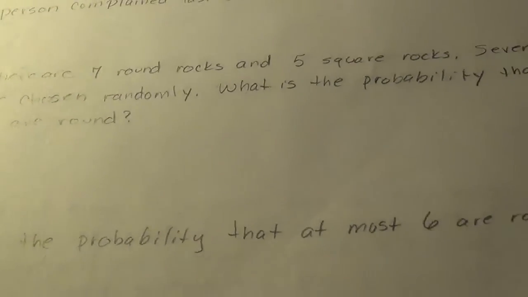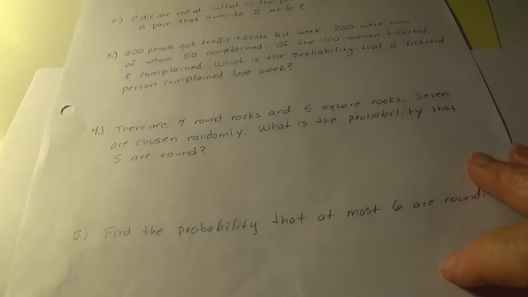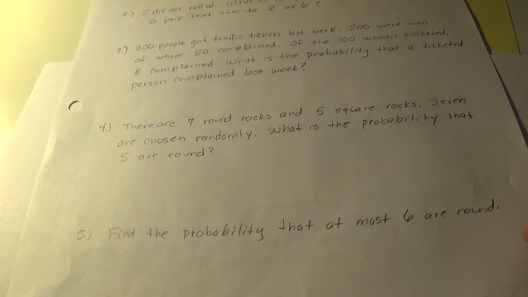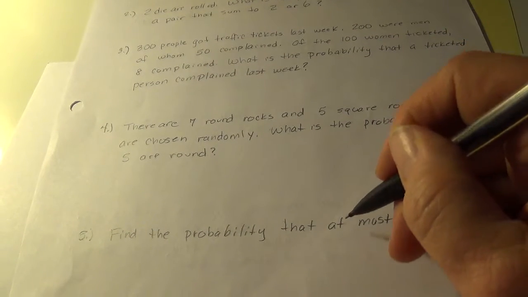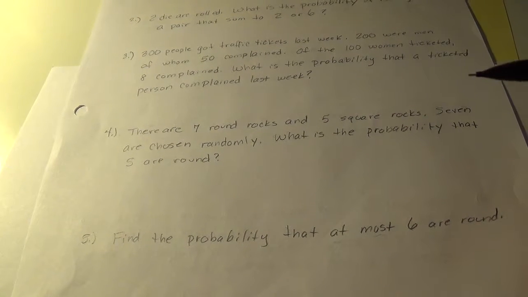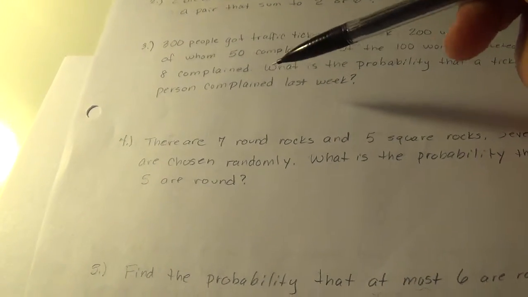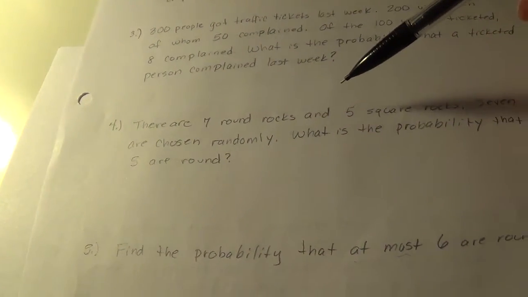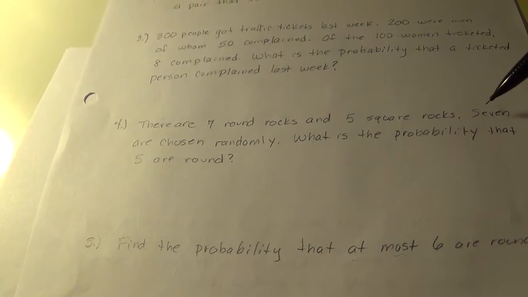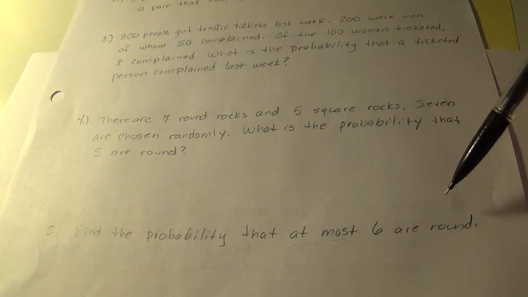All right, let's look at number 5. All right, talking about the same problem. What is the probability, sorry about that glare, what is the probability that at most 6 are round? So we're going to talk about that word at most. So the probability is asking for, we're drawing 7. We're drawing 7. So what's the probability that at most 6 are round?